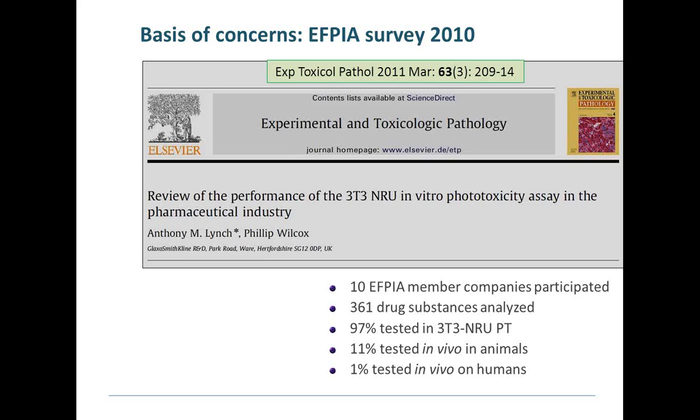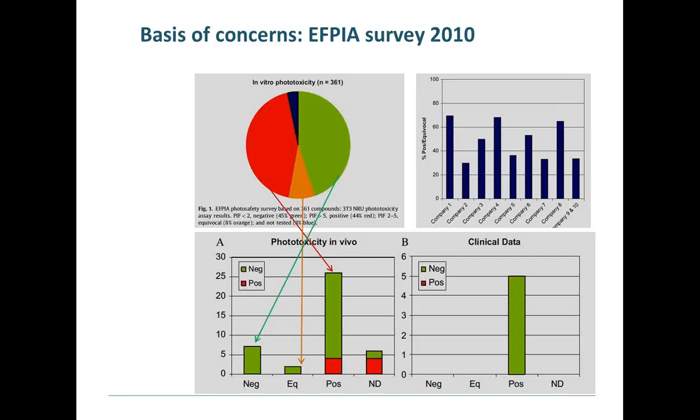The concerns of EFPIA were published in 2011, and I have summarized here the main points of this publication. 10 European EFPIA members participated in this survey. 361 drug substances were analyzed that had been tested, almost all of them in the 3T3. 97% had been tested in the 3T3. 11% had been tested also in vivo in animals, and 1%, that means 5 drug substances, had been tested also in humans in clinical studies.